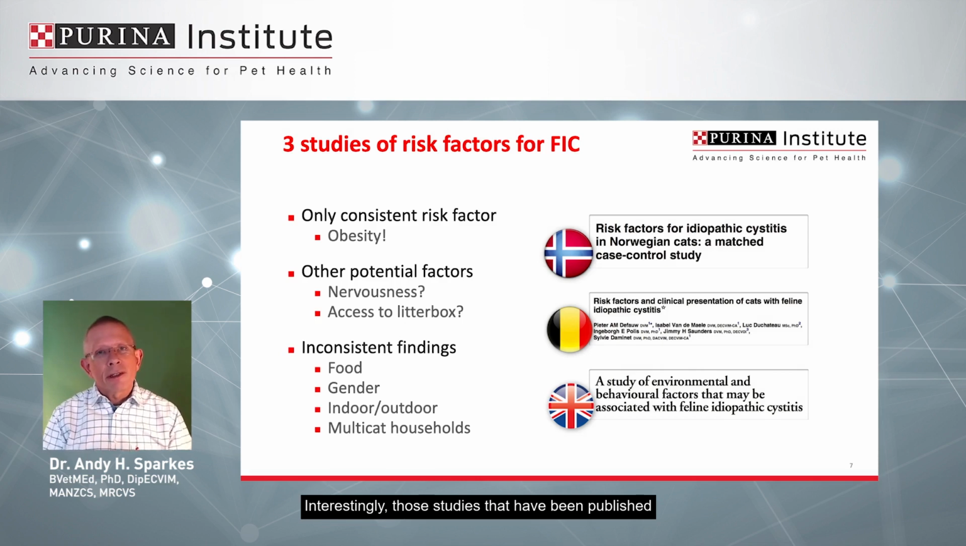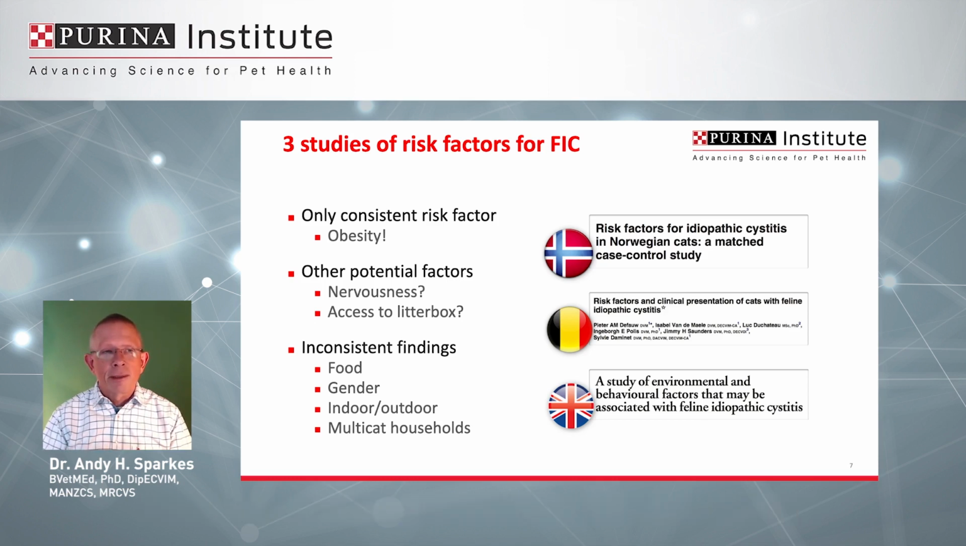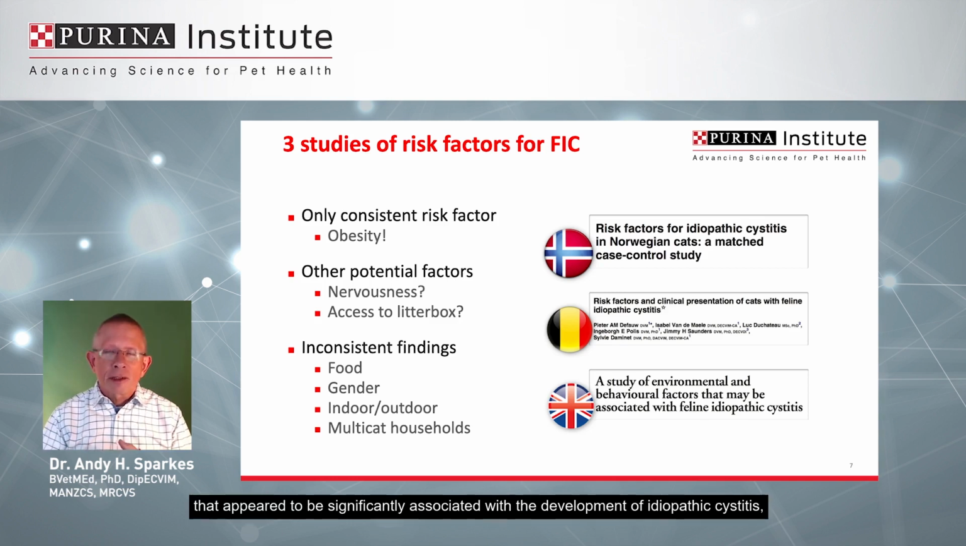Interestingly, those studies that have been published have really failed to show any consistent risk factors, with the exception of obesity. That's the only one that was consistent across all three of those studies. Each of those studies identified other factors that appeared to be significantly associated with the development of idiopathic cystitis, but only in the individual studies. It wasn't something that was found across all three studies.